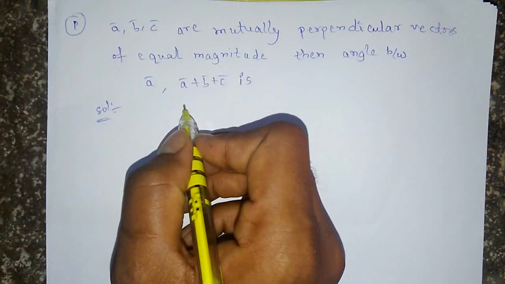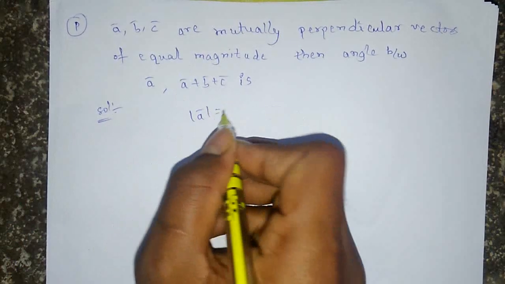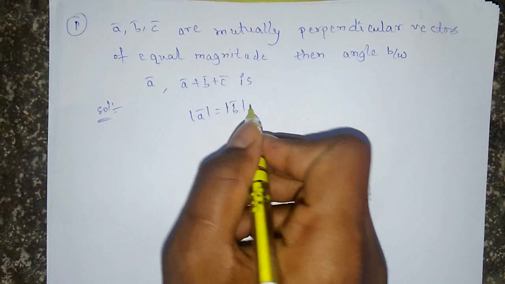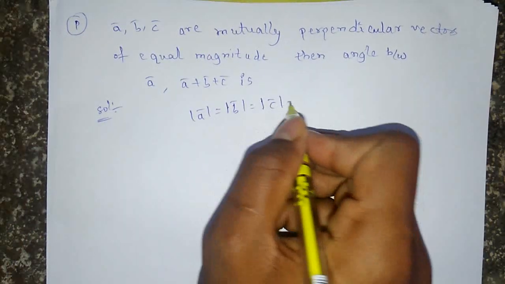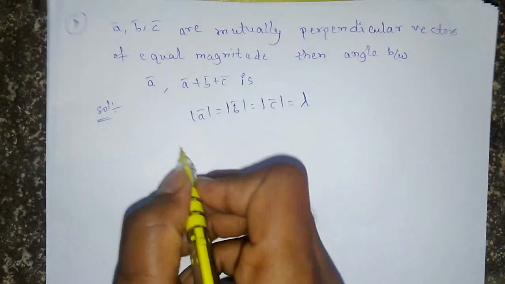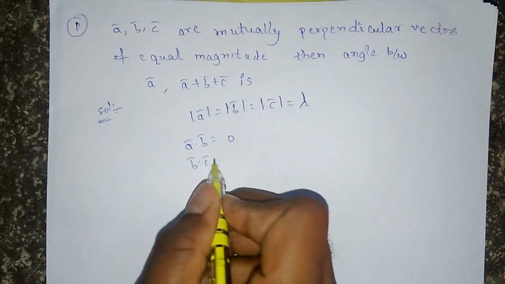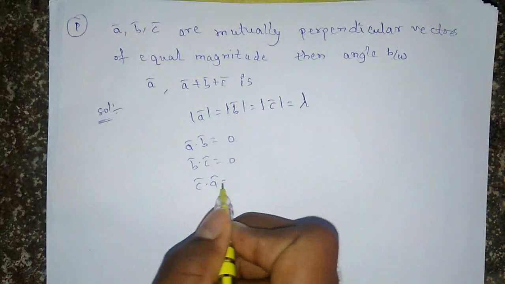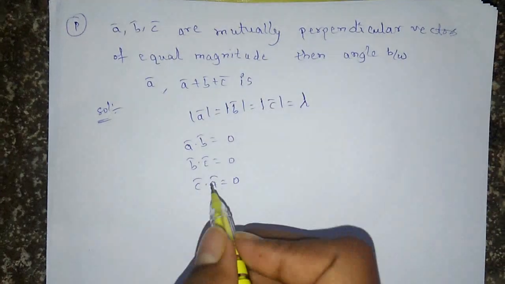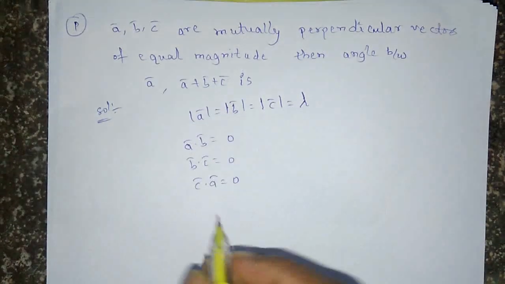So here given a, b, c are mutually perpendicular vectors of equal magnitude. |a| = |b| = |c|, let us take it as some lambda. Here given a·b = 0, b·c = 0, c·a = 0. Why? Because they are mutually perpendicular vectors. So I can take this. Now we need to find the angle between a and a + b + c.